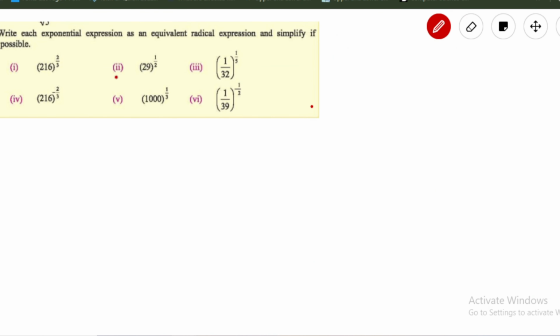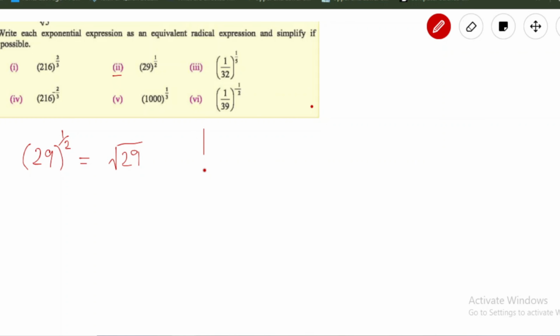Now we're going to talk about question number 2, which is 29 raised to the power 1 over 2. Looking at the power, you come to know that it's a fractional exponent, where the numerator is 1 and the denominator is 2. So it's representing the root, so it's the square root of 29, which cannot be solved further. So that's the answer.